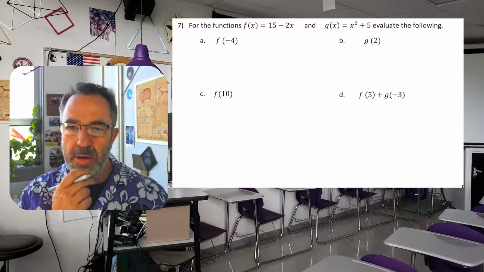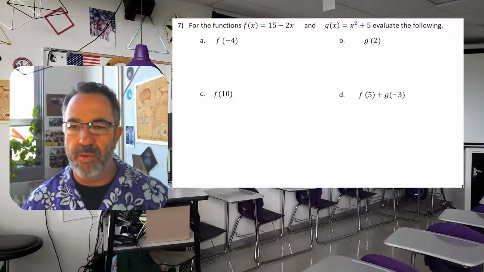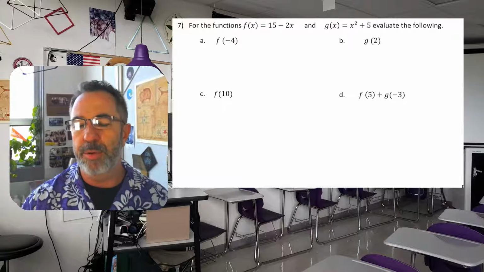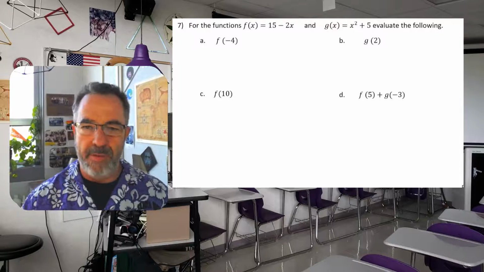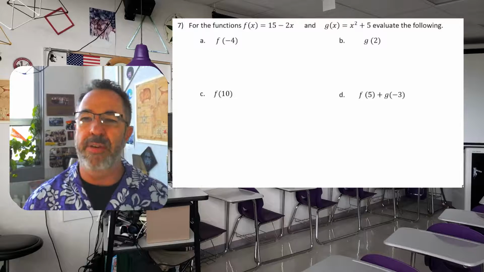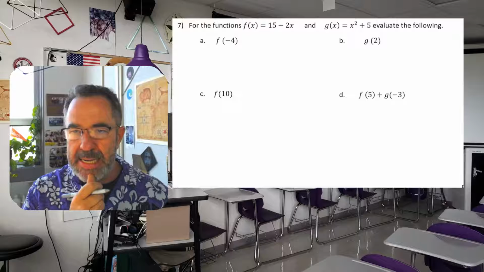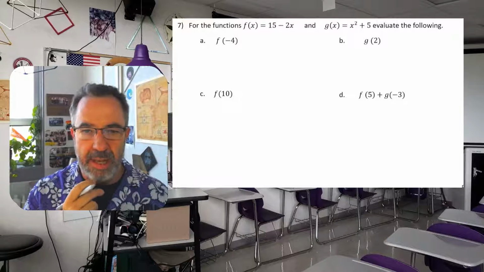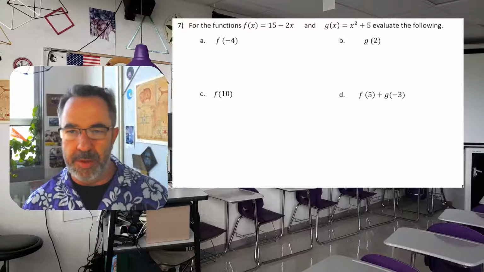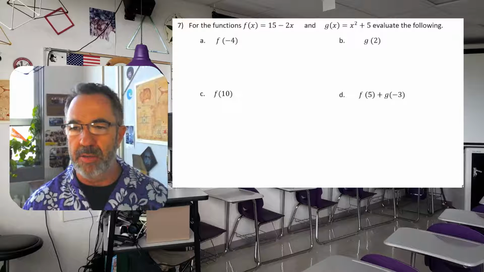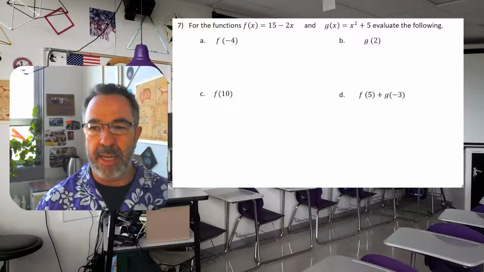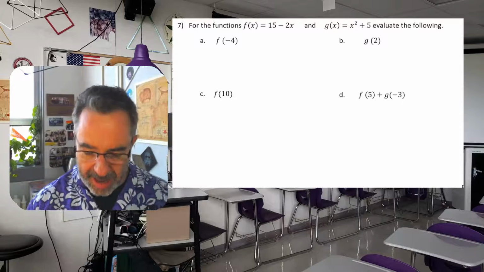Okay, last question on the third page, number 7. It says for the functions, and I give you two. I define what f of x is, and I define what g of x is. F of x takes an input, and it doubles it, and then it subtracts that result from 15. You can see f of x is 15 minus 2x. G of x takes its input, squares it, and then adds 5.